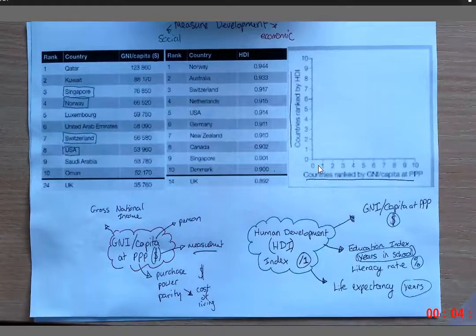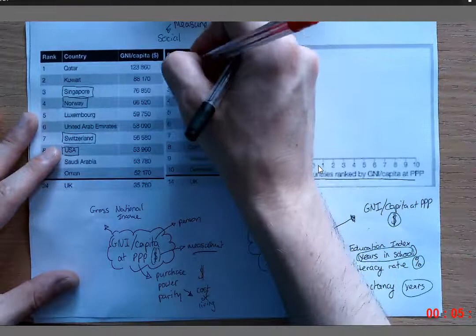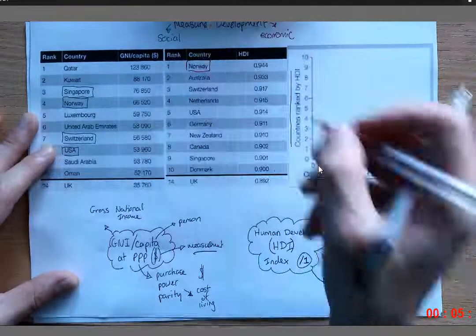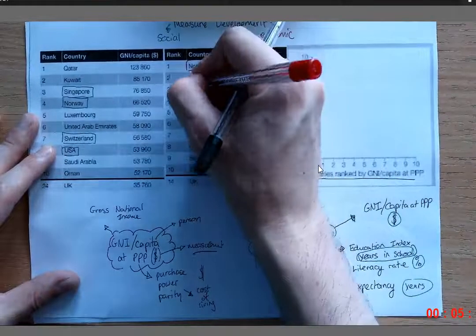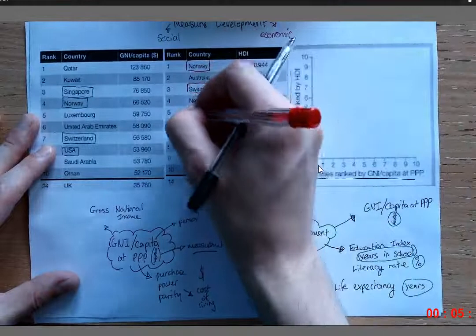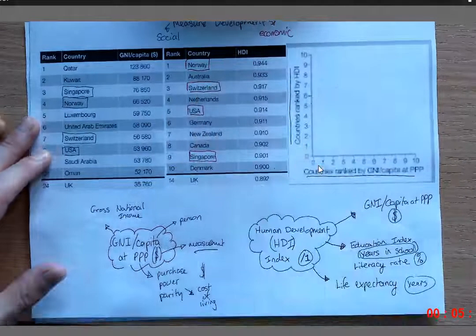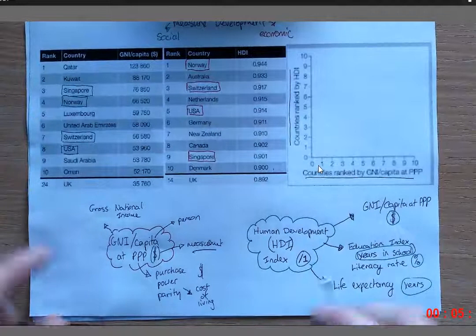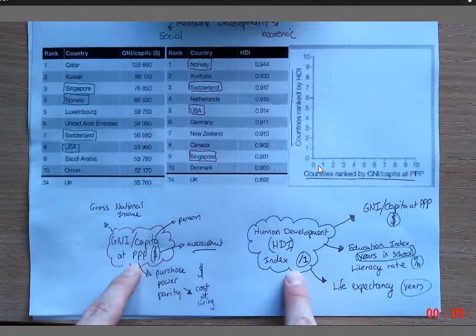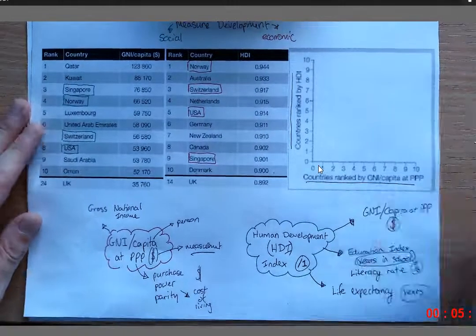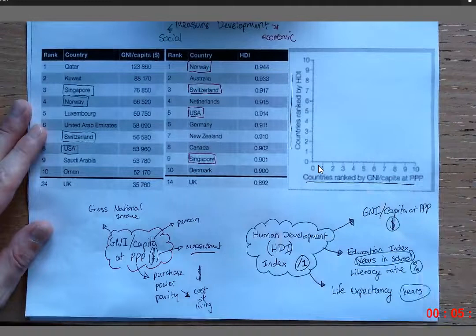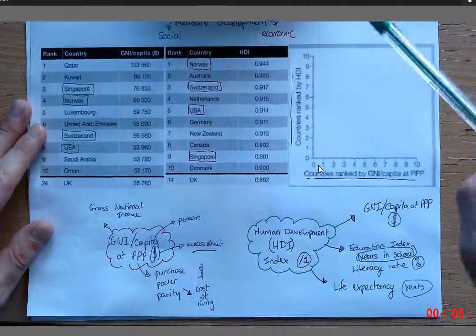Now if you've unpaused the video, you will have of course figured out that Norway is also in these 10 countries, as is Switzerland, as is the USA, and finally Singapore. These are the 4 countries that are in both top 10s for these 2 ways of looking at how countries have improved. We're going to plot them on the scatter graph now, so we're going to start with the GNI and then go to the HDI figures for each country.